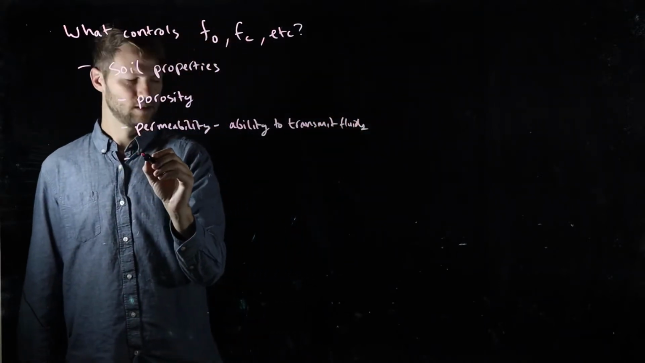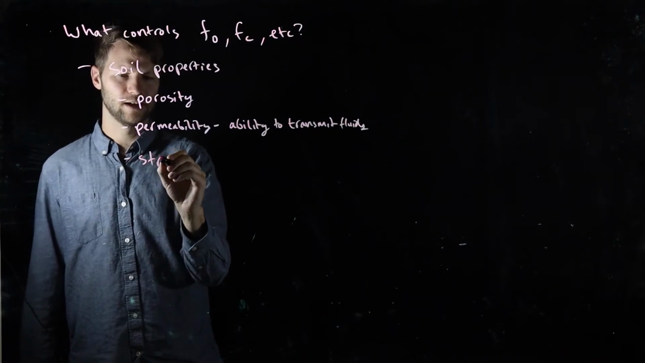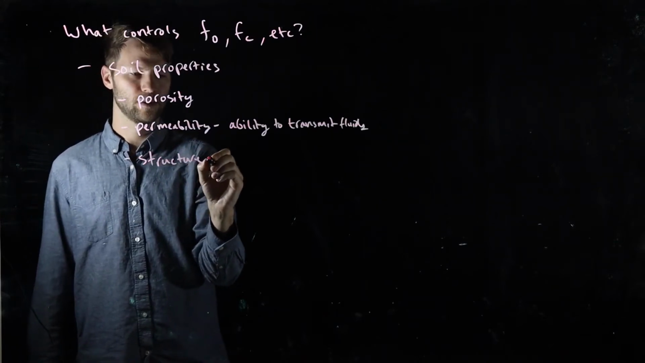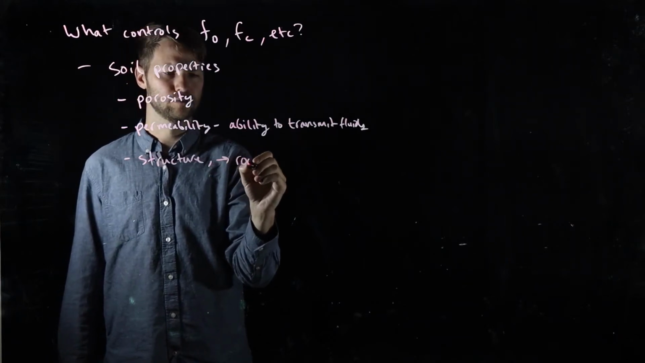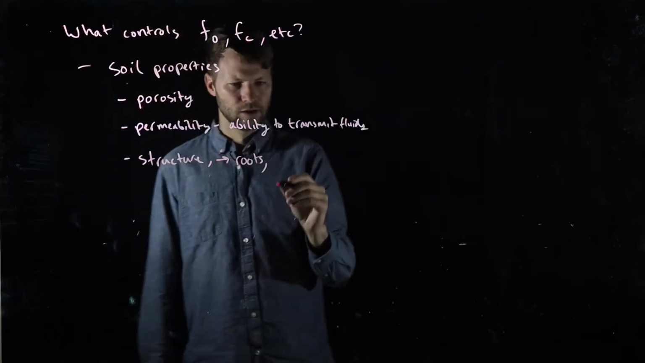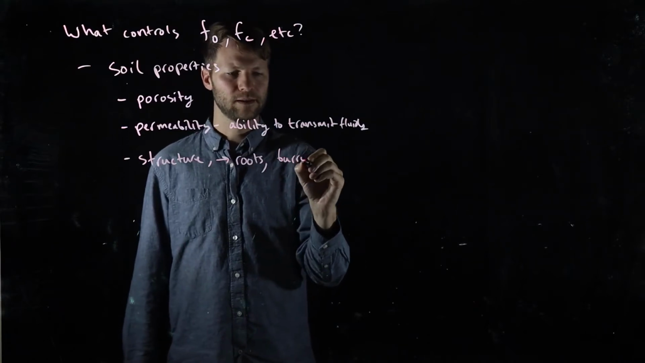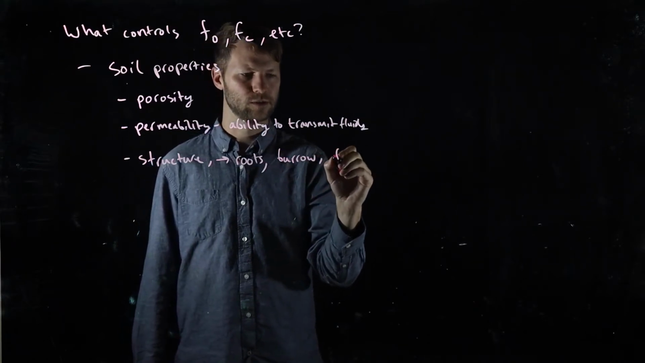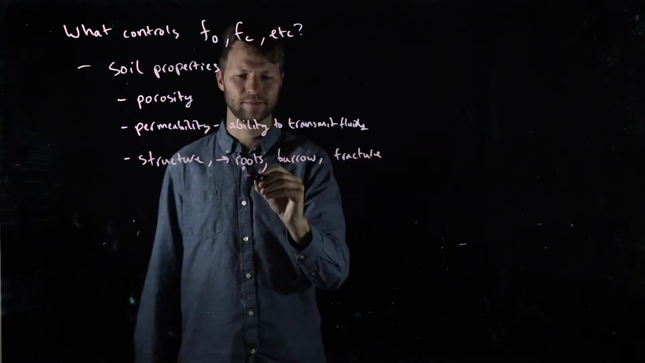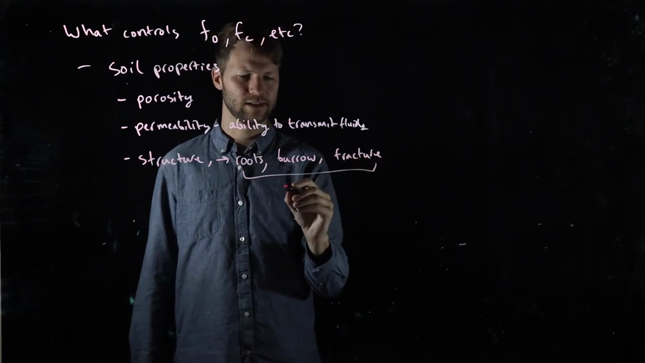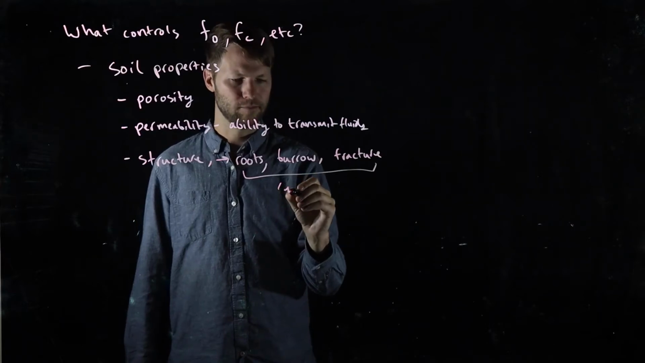Things like the soil structure at large, whether or not, for example, there are big roots or burrows from animals, or some sort of fractures that may form as the soil is drying. All of these things we can kind of lump into this term macropores.